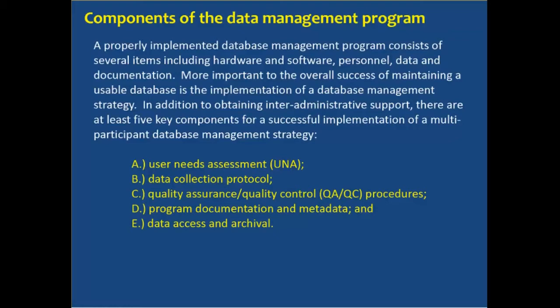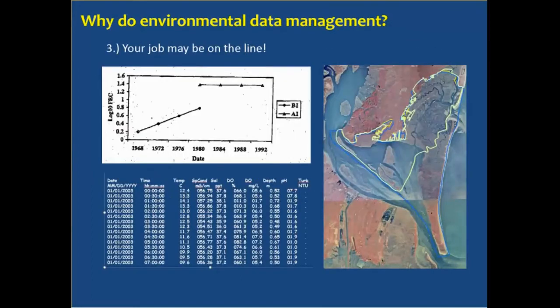And in order for our data to achieve their fullest utility beyond our individual programs, we have to have the documentation and metadata which describes A, B, and C in great detail. And then data access and archival. If we can't access our data both today as well as in the future, then we might question the utility of our efforts. So these are the 5 components of a data management program.